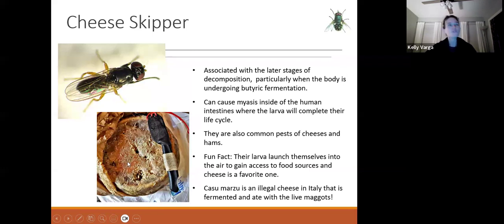So much so that Italians have used this to their advantage. I don't know if we want to call it an advantage, but they have infested a particular type of cheese, a wheel of cheese. I'm probably going to butcher the name. The Casu Marzu. This is an illegal cheese in Italy, and it is absolutely made from fermented live maggots.